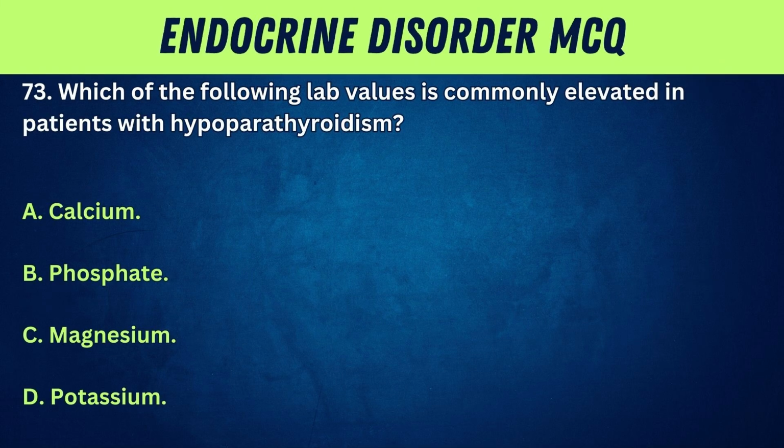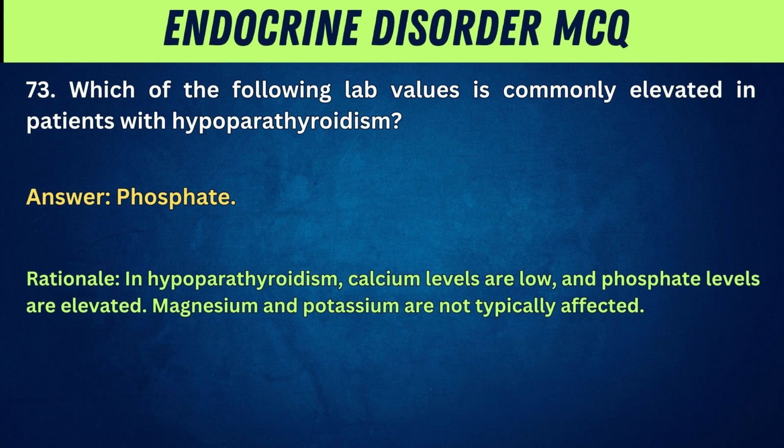73. Which of the following lab values is commonly elevated in patients with hypoparathyroidism? A. Calcium. B. Phosphate. C. Magnesium. D. Potassium. Answer: phosphate. Rationale: in hypoparathyroidism, calcium levels are low and phosphate levels are elevated. Magnesium and potassium are not typically affected.